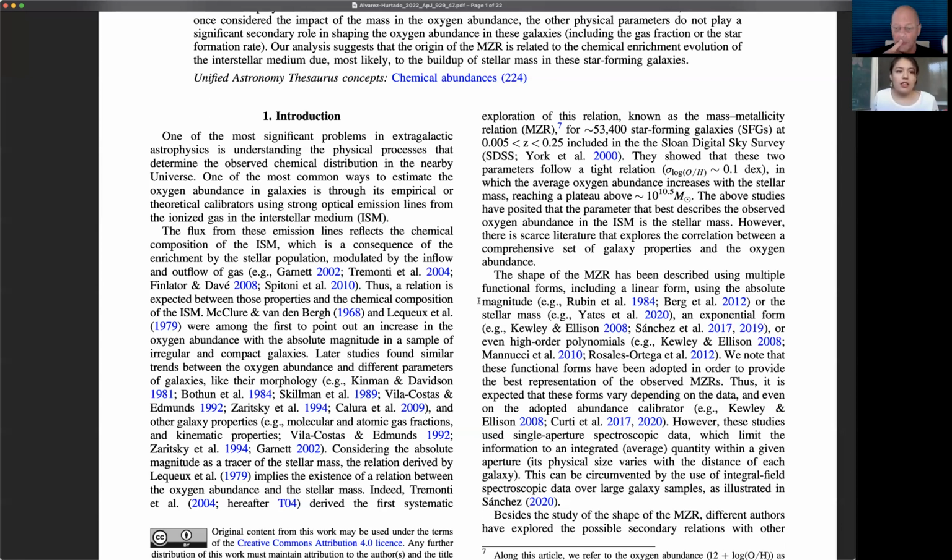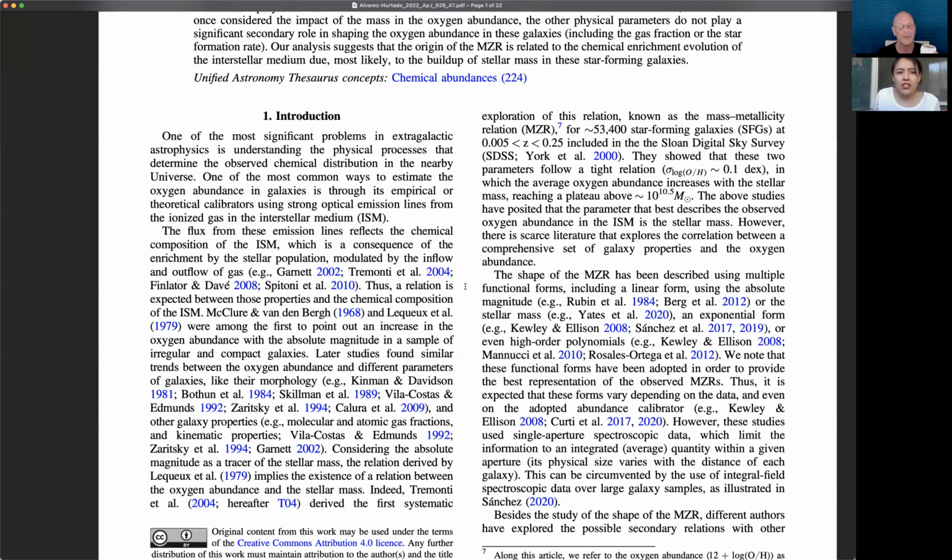However, all these studies use single aperture spectroscopy data, which limits the information to an average quantity within a given aperture, since its physical size varies with the distance of each galaxy. Got it. On the contrary, some recent studies claim that the oxygen abundance depends on the star formation rate at fixed stellar mass, arguing that their results are consistent with a secondary dependency on star formation rate derived with single fiber spectroscopy. So what's happening? Are there other parameters related to oxygen abundance or not?